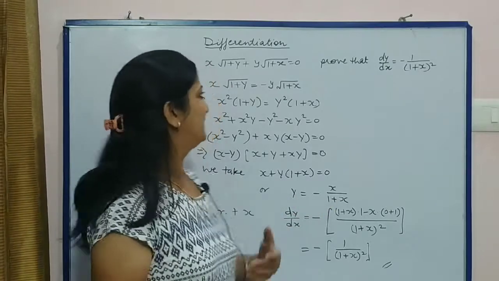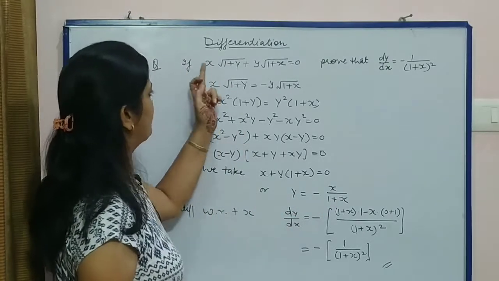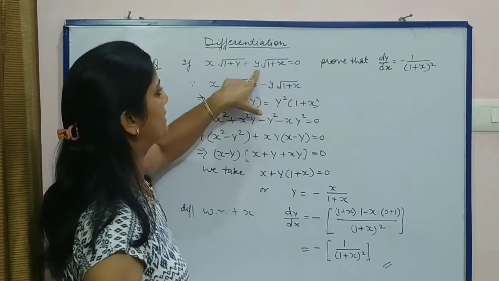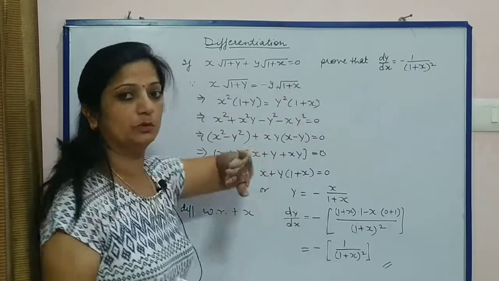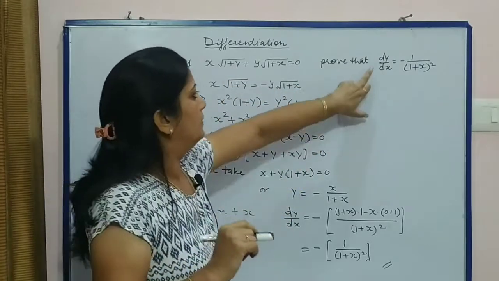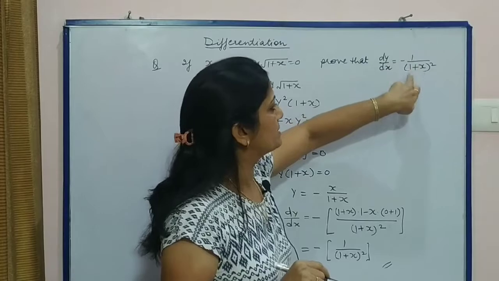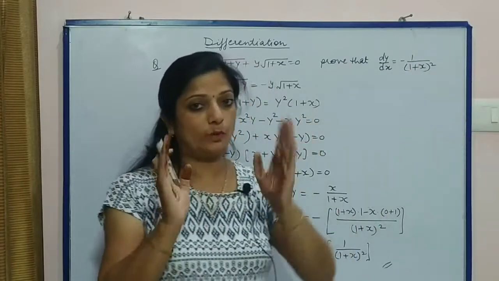Today we are going to discuss some very important questions of differentiation. So let's start. First question: if x√(1+y) + y√(1+x) = 0, then prove that dy/dx = -1/(1+x)².